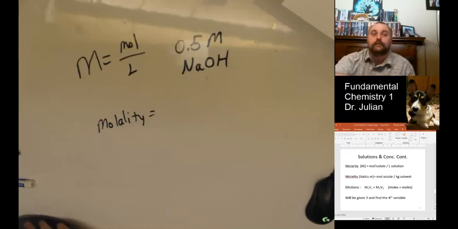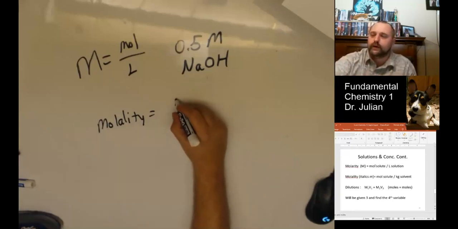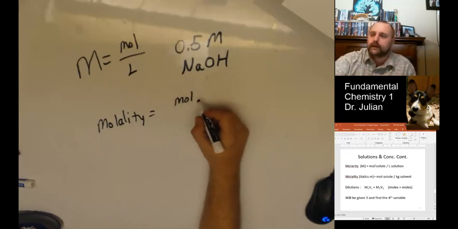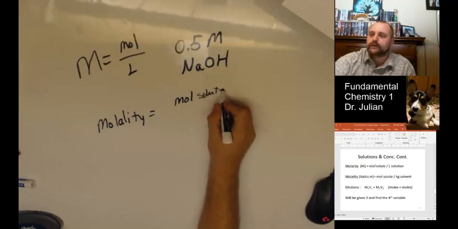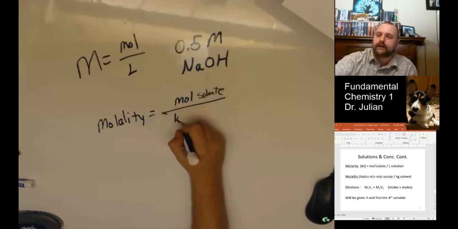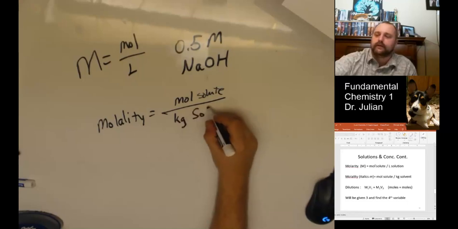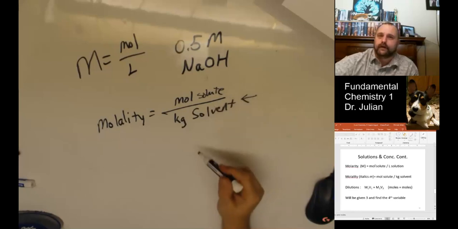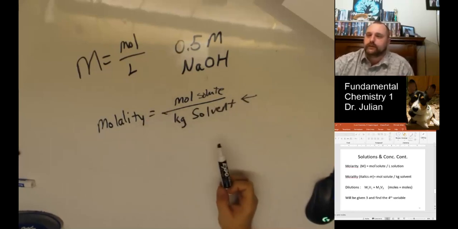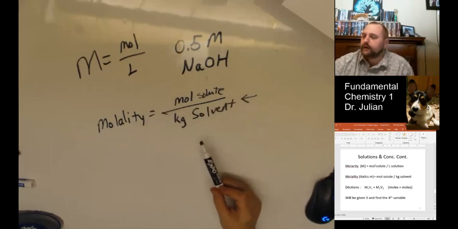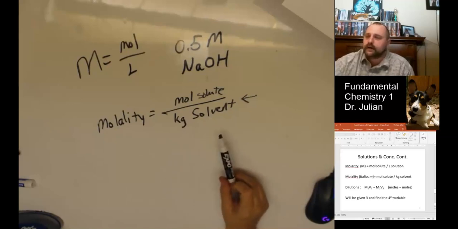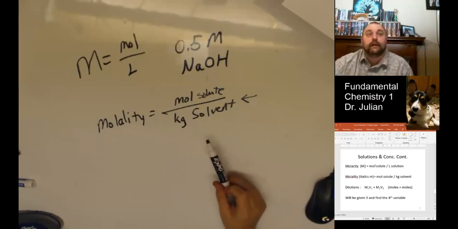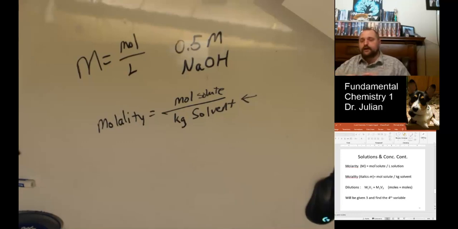Good luck with that. But molality is weird because it's moles of solute, but the bottom part is kilograms of solvent. That's the weird part. Alright? Now notice molarity and molality, neither one's multiplied by 100. Alright? But this kilograms of solvent, that means they're measuring this differently. And why is this useful?